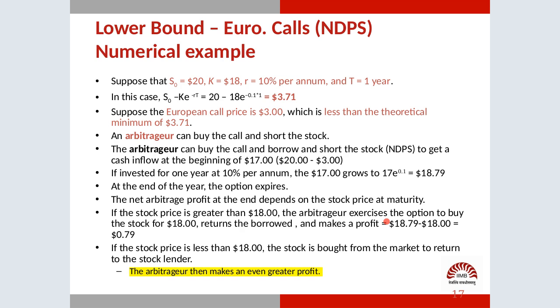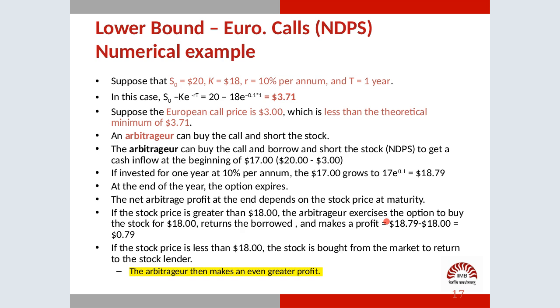If the stock price goes down, what happens? I will not buy the stock through the option. I will buy the stock in the market because I can buy it at a price cheaper than 18. And where will I get the money? Remember, I had 18.79. So if the price goes below 18, I can easily use the money from the 18.79 to buy it. In this case, the price has gone below 18, so I'm buying it at a price below 18. Maybe if I buy it at 17, I'm making a profit of 1.79 and so on. So I will always make a profit in that sense, and therefore the arbitrager makes an even greater profit.